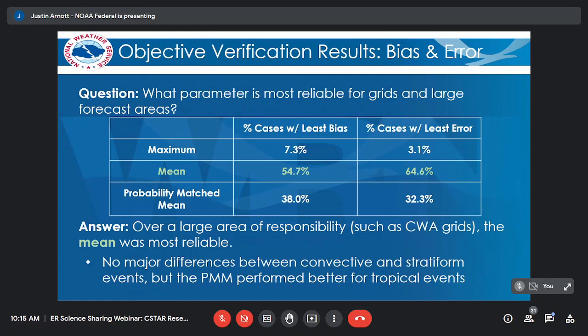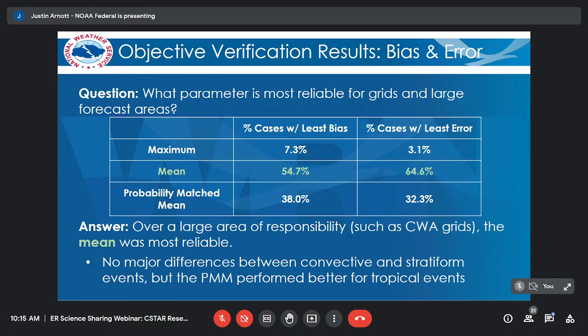If you're taking the ensemble max and putting it into your grids for a forecast, you're going to have a high bias, a serious high bias. And so we'll get into where you actually can use the max, but you just can't use it as a gridded solution. But you can see the probability matched mean, there may be some cases where it actually comes into use. We didn't find a lot of difference between... there were some stratiform events in our database. It wasn't all convective. There wasn't a big difference there.